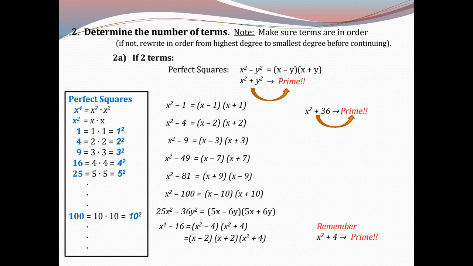So again, please keep in mind the squares that have an addition between them are already prime. We cannot expand or simplify them any further. This only applies to perfect squares that are being subtracted from each other. Again, difference of squares. Okay.